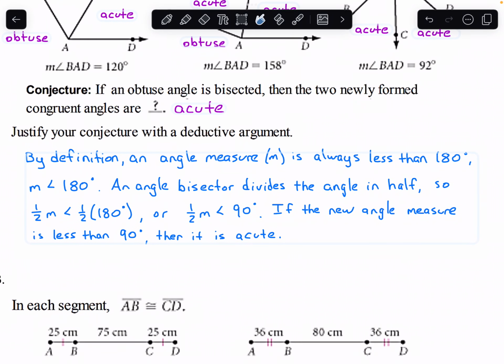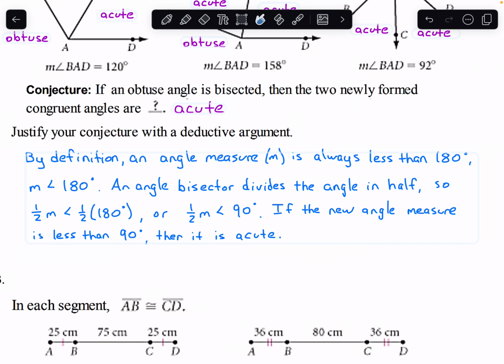By definition, an angle measure, we'll call it variable m, is always less than 180 degrees. So m is less than 180. An angle bisector divides the angle in half. So half m is less than half times 180, or half m is less than 90 degrees. If the new angle measure is less than 90 degrees, then it is acute.